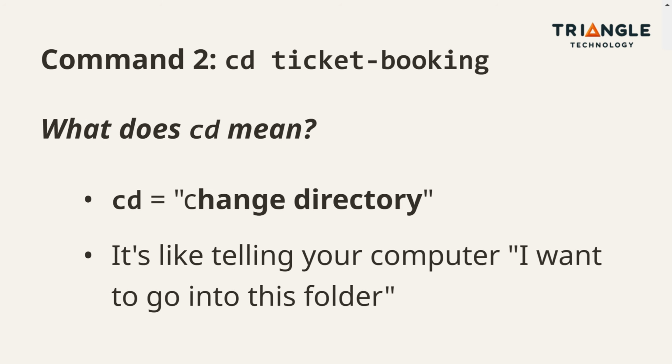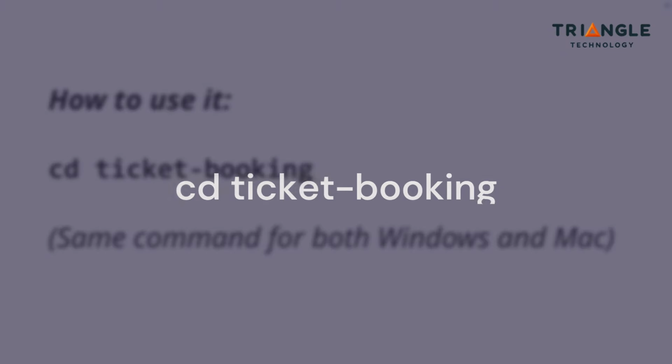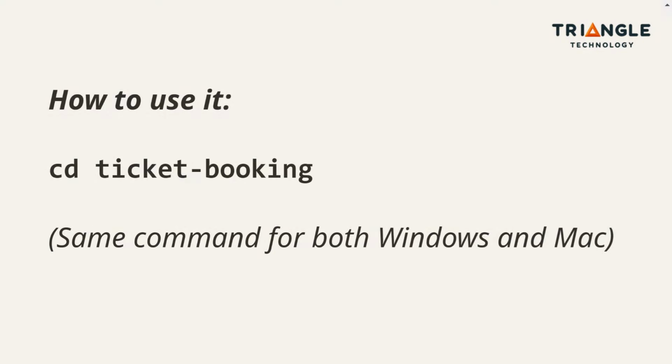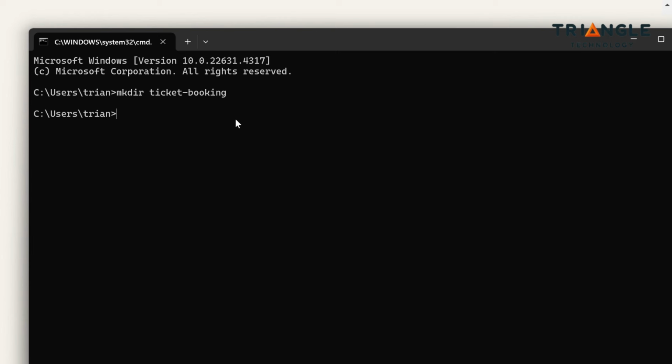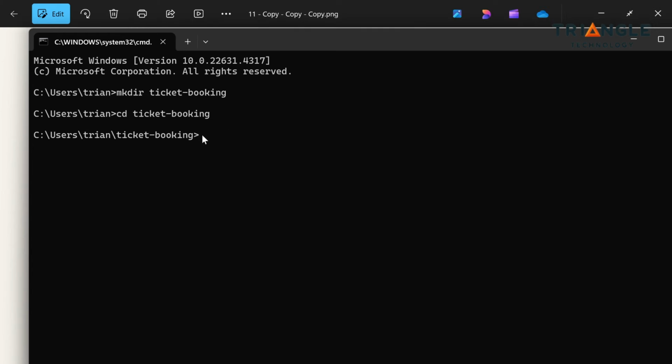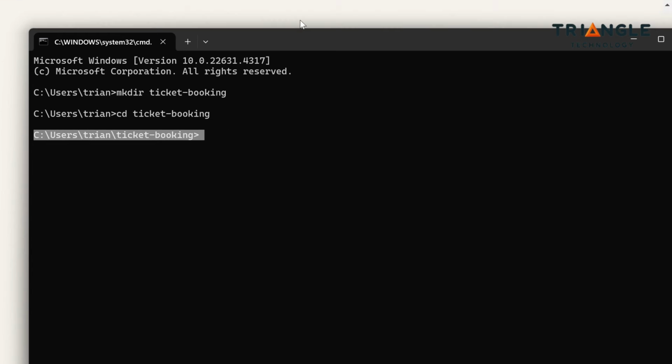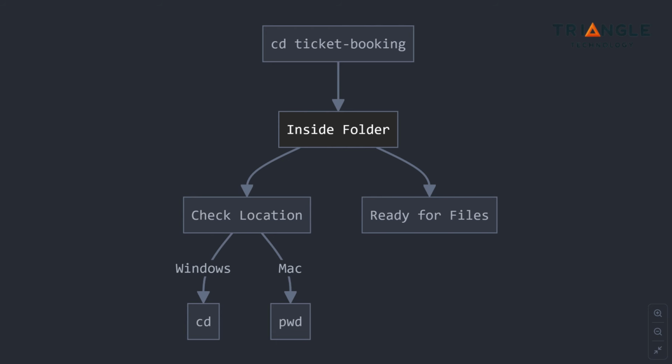Command 2, cd ticket-booking. What does cd mean? cd equals change directory. It's like telling your computer, I want to go into this folder. How to use it? cd ticket-booking. Same command for both Windows and Mac. What happens after running this command? You are now working inside the ticket-booking folder. Any new files you create will be inside this folder.